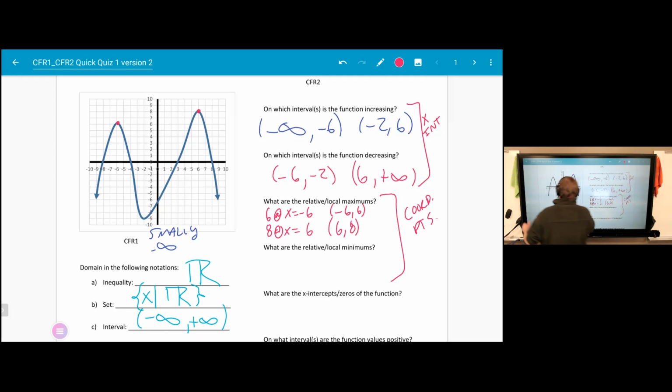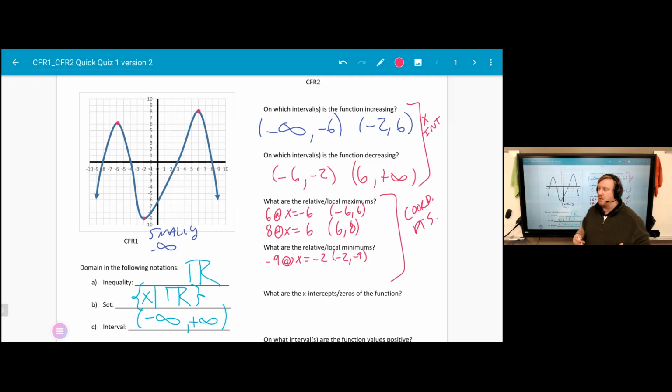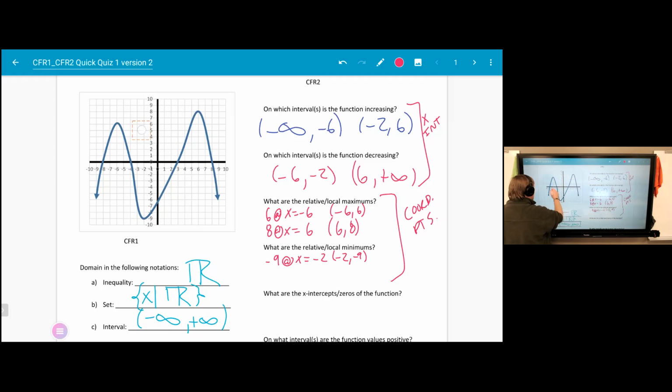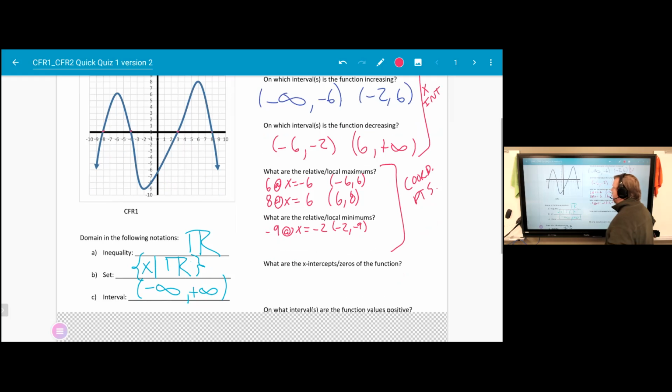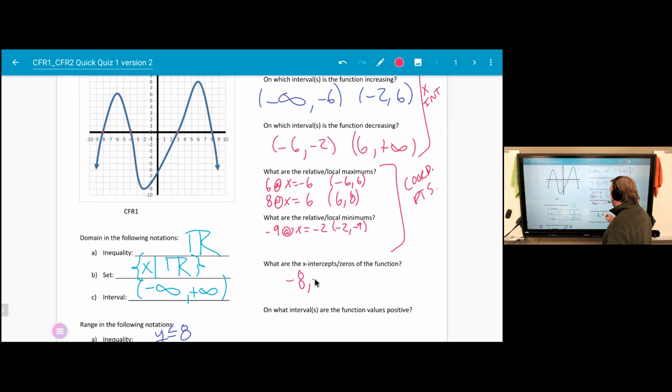We also have a valley, a low value down here, where it goes from decreasing to increasing, which is our local minimum. That value is -9 at X equals -2, or you could have called that -2 comma -9. However you want to write it. This is one of those times I need to know it's an X value and a Y value. Got to have both. X-intercepts, literally, where does it cross the X axis? It crosses here and here and here and here, 4 times. Write them down: -8, -4, 3, and 8.